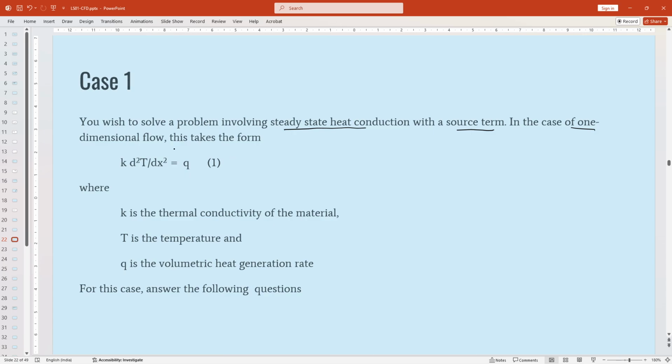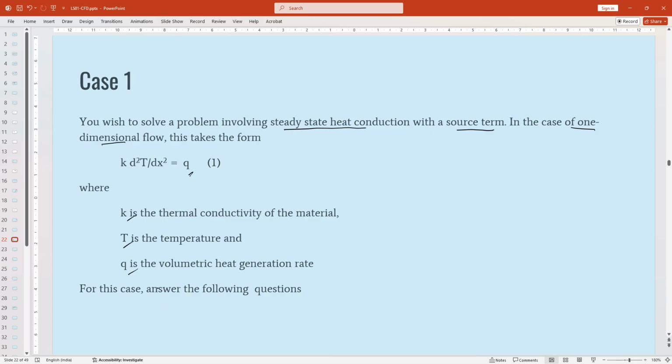So in the question we can get at least three things. That is, it is steady state heat conduction, it does have a heat source term, and it's a one dimensional problem. So our fundamental equation becomes k into d square T by dx square, that is second order distribution of T in x direction, is equal to Q, where k is the thermal conductivity, T is the temperature, Q is the volumetric heat generation rate.